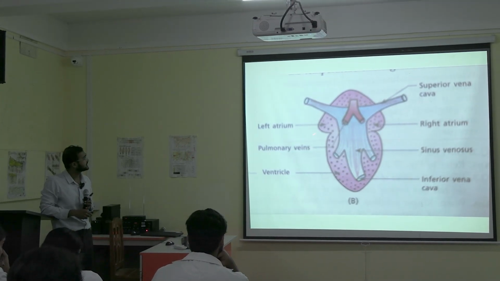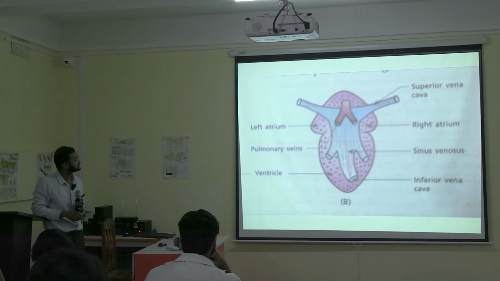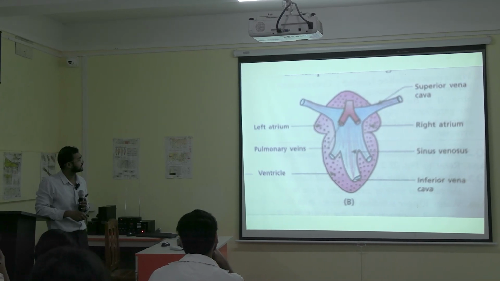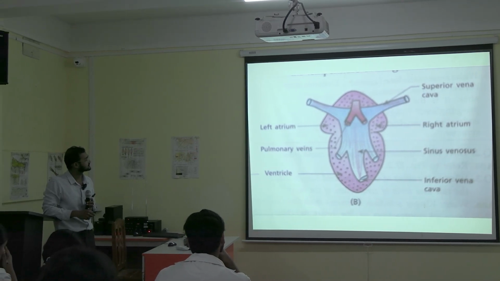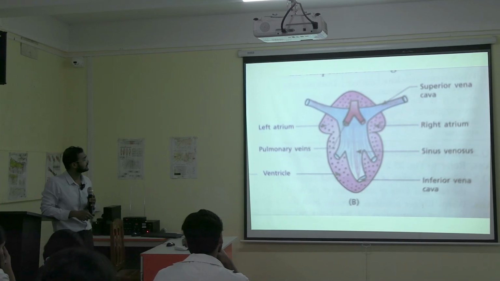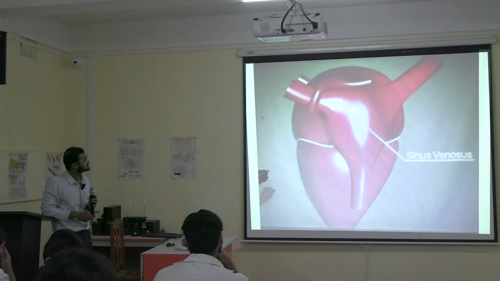So this is the atrium, the true atrium, and this is the ventricle. And these are the pulmonary veins, these two. This is the triangular space. These are the two superior vena cavae and this is the inferior vena cava.